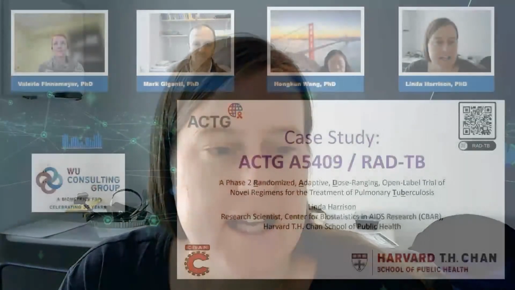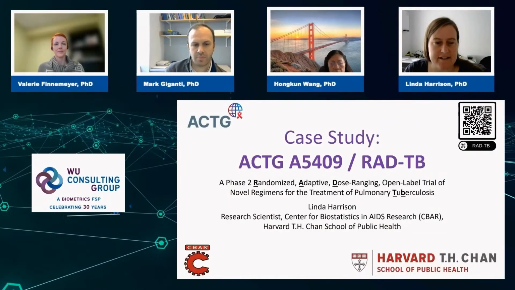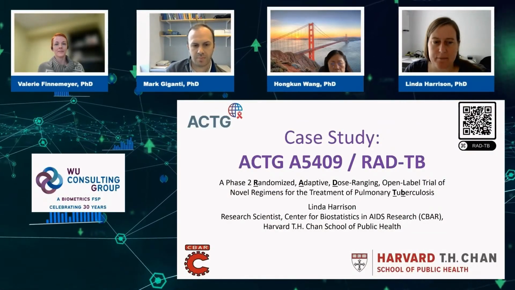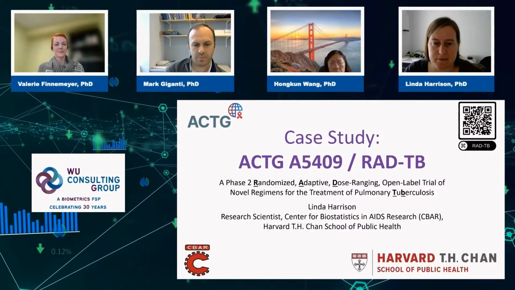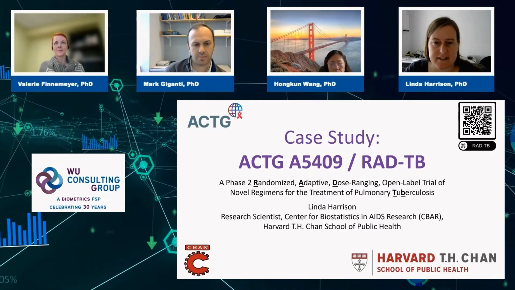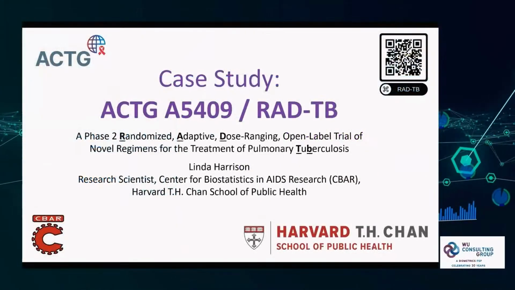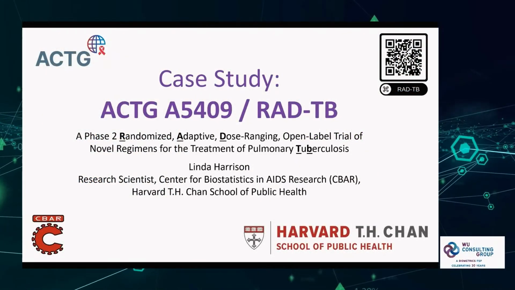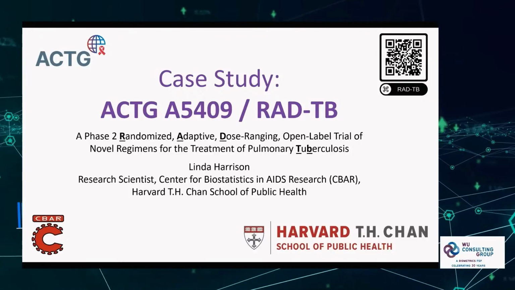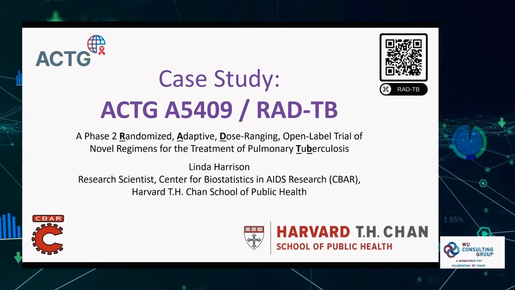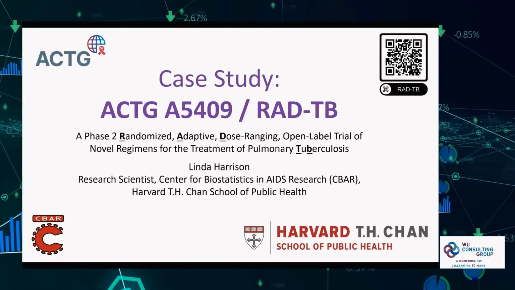So I'm going to talk about another ACTG study. It's ACTG A5409, and it's also called the RAD-TB platform. It is a phase 2 randomized adaptive dose-ranging open-label trial of novel regimens for the treatment of pulmonary tuberculosis. This study is ongoing, but the study design for wave 1 has been written up in Trials Journal. If you scan that QR code at the top right, you should get to that publication if you're interested.